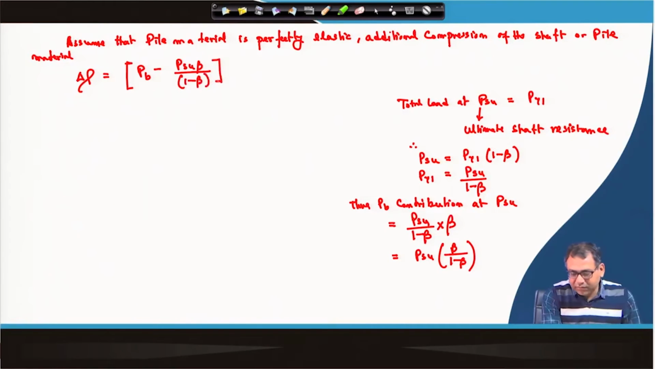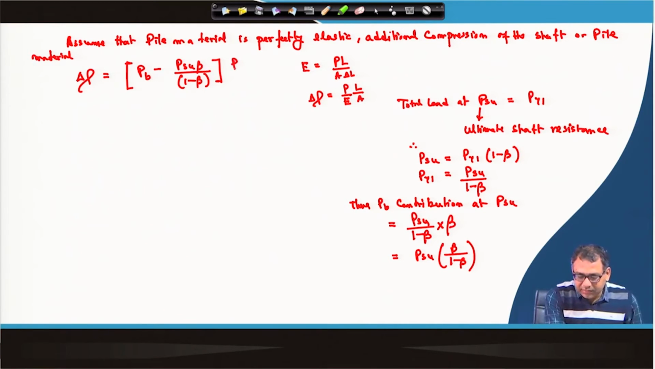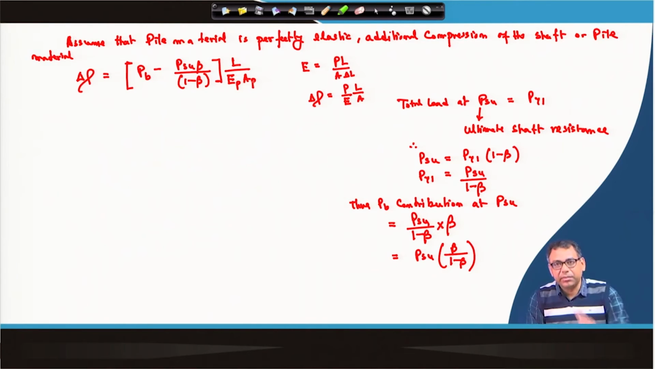Again, we know that E is equal to P L by A del L. So, del rho will be equal to P by E into L by A. So, P is this one, divided by E P into A P, where E P is the elastic modulus of the pile, A P is the area of the pile, and L is the length of the pile. Okay.